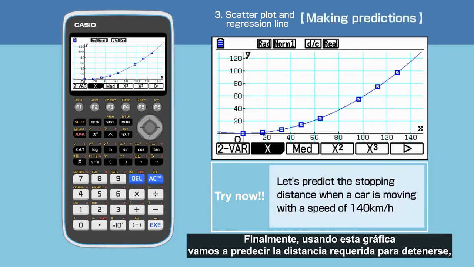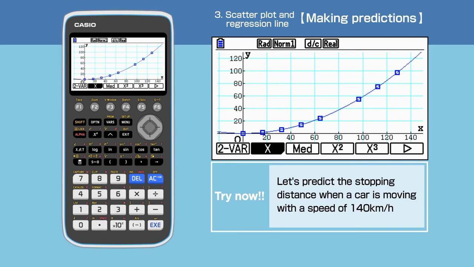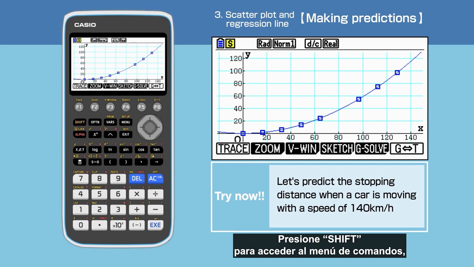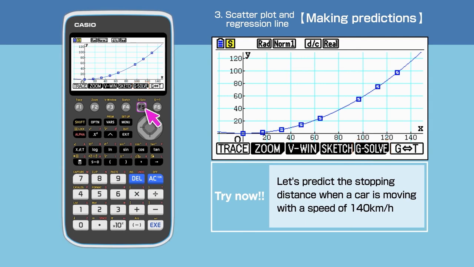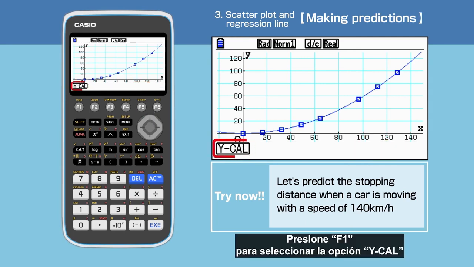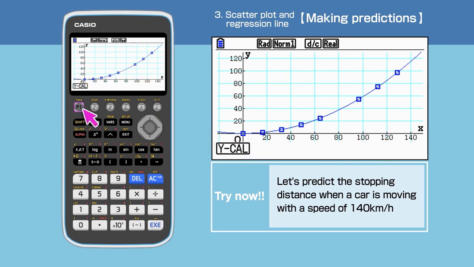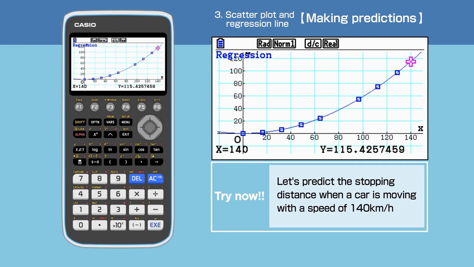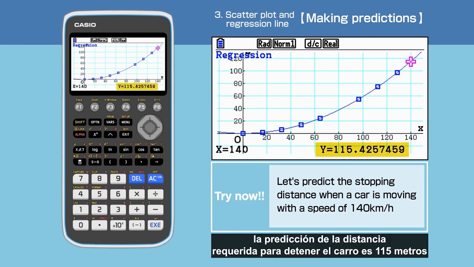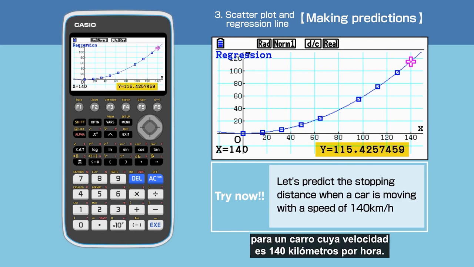Lastly, using this graph, we will predict the stopping distance for a given speed. Press Shift to access the command menu, then select F5 G-Solve. Press F1 to choose Y-Calc and enter 140. Press Execute. The prediction of the stopping distance is 115 meters when a car is moving with a speed of 140 kilometers per hour.